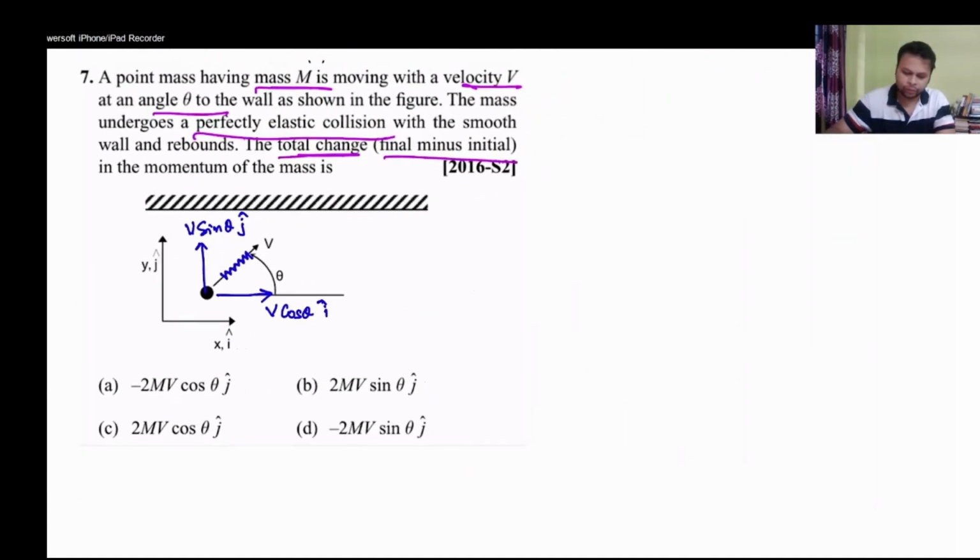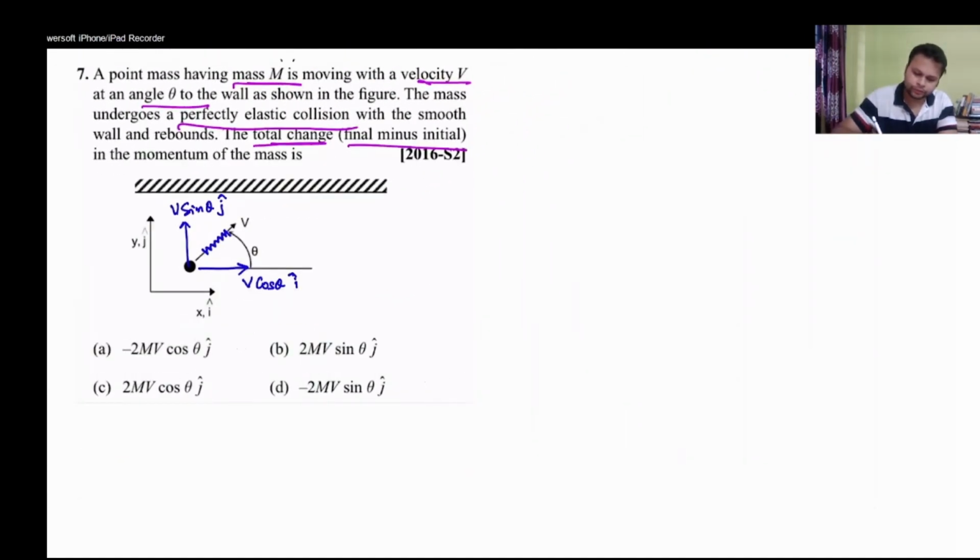So what is the initial momentum? Momentum initial, I can say, is equal to mass into v sin theta j cap, right? In the upward direction, right? That's why positive j. This sign is positive because the velocity is in upward direction.